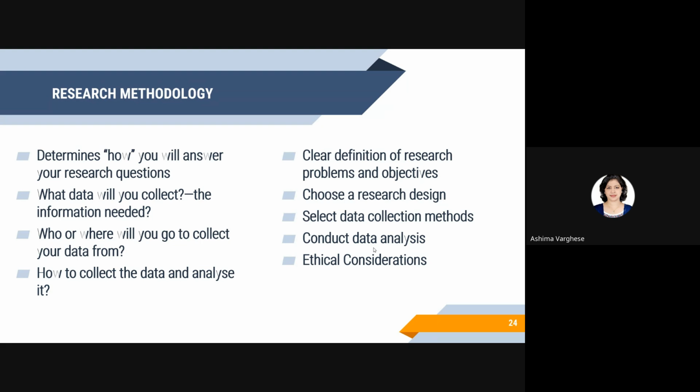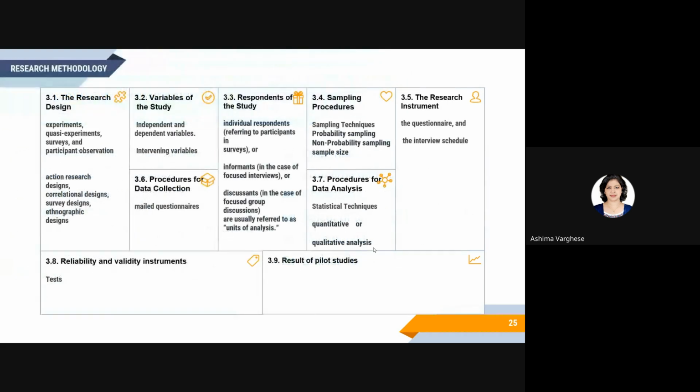Okay, now let us discuss each and every section which is in research methodology. There are at least 8 to 9 subsections. So let us dive into the next slide. See here, I have drafted at least 8 to 9 subsections of this research methodology. First one, 3.1, is the research design. Now, what does it mean?